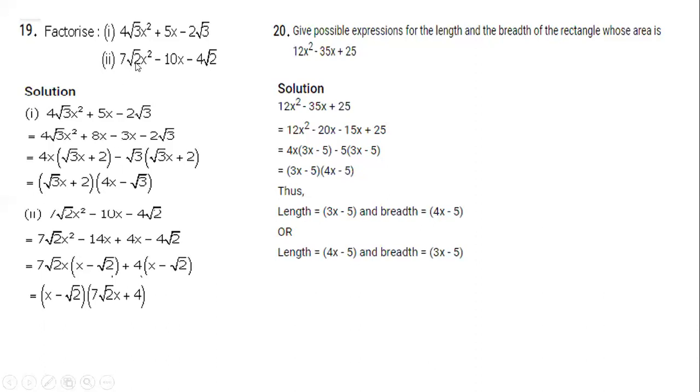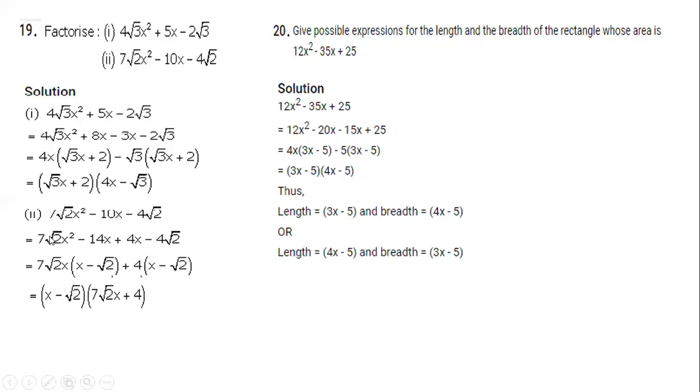See the second part, 7 root 2x square minus 10x minus 4 root 2. Again, we have to split 10 in two parts such that the sum of those two parts must be minus 10 and product is equals to 7 into minus 4. 7 into minus 4, minus 28. Root 2 into root 2, 2. And 28 into 2, 56. So we have to split 10 in two parts such that the sum must be minus 10 and product is equals to minus 56.